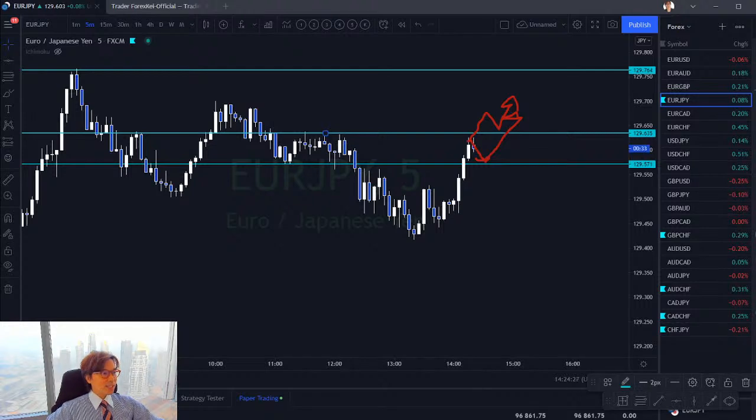Okay, so let's see. Yeah, M5 USD/JPY retrace soon. Yeah, I think USD/JPY is ranging right now, so I won't look at that one right now.